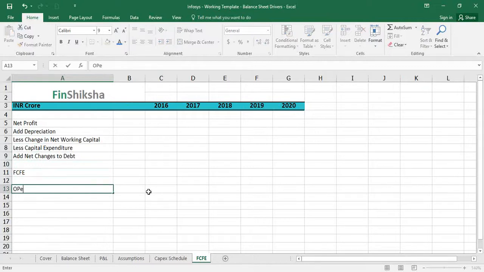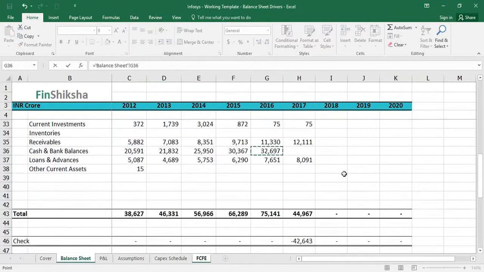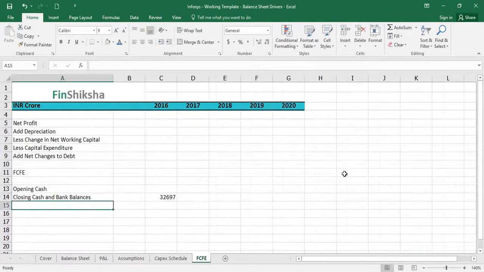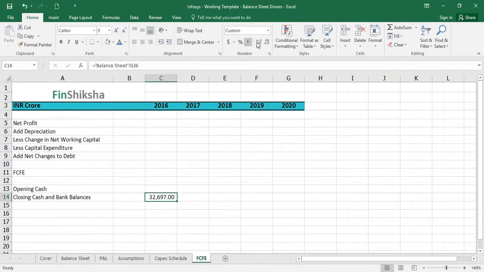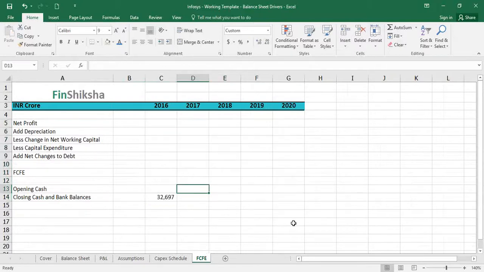I can begin with an opening cash number and I can end with a closing cash and bank balances number. Last year closing number is available with us, right? On the balance sheet, last year closing was 32697. That number is available with us. I can actually select this entire set and format the entire data. What was last year closing cash is going to be this year opening cash, right? Let's plug in the numbers.